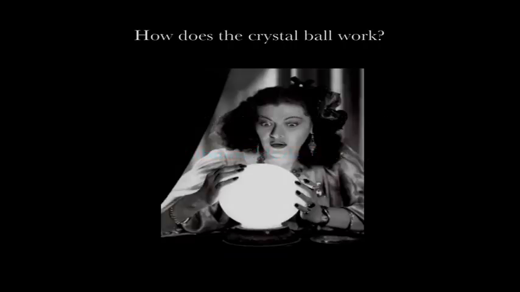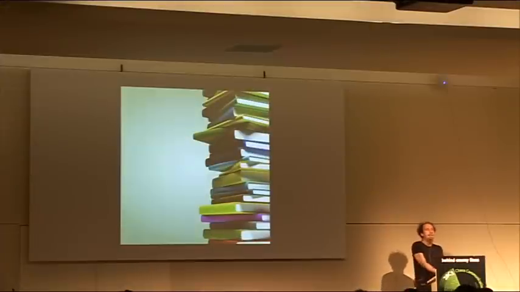So, the thing you're probably wondering is, how does the crystal ball work? Okay, if you have a crystal ball, you can get somewhere on this problem. But how do you get one of these? Using this append-only data structure, which I want you to imagine is like a pile of books. If you've got a pile of books, you can put a new book on top, and you can see what books are in the stack, but you can't change the books in the middle without causing the whole stack to fall over.